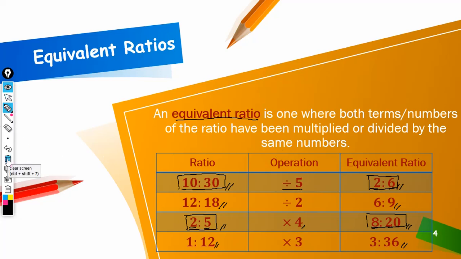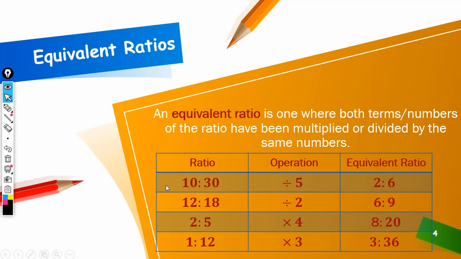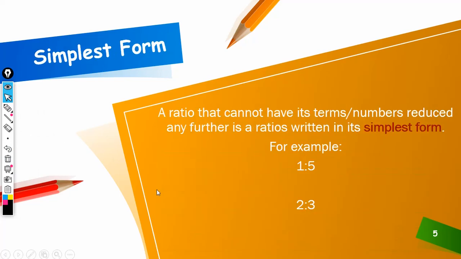Now let's move to the next part, which is simplest form. What is simplest form? A ratio that cannot have its terms or numbers reduced any further is a ratio written in its simplest form. Jadi rasio yang tidak bisa lagi di-reduce atau dibagi, maka itu adalah rasio yang simplest form atau bentuk paling sederhana.